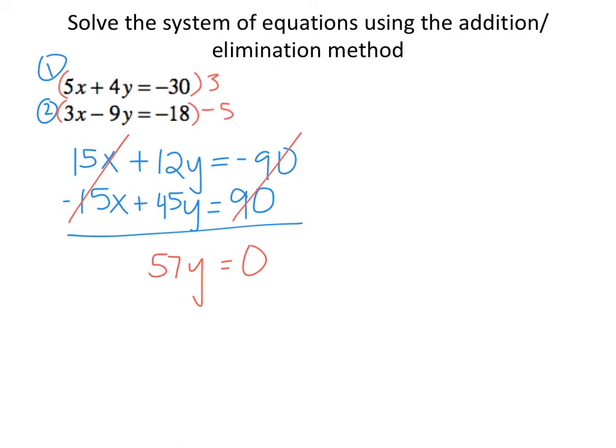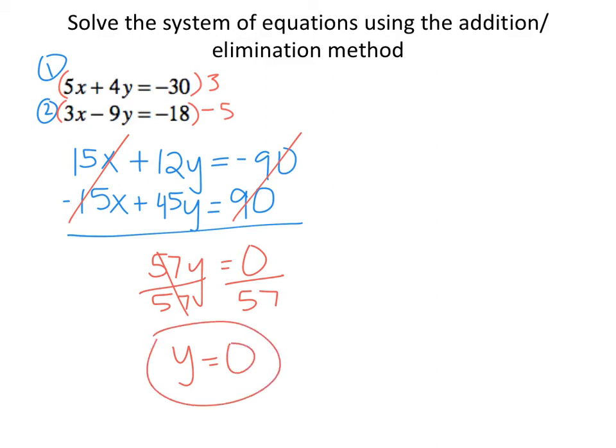When you're doing something like this, please make sure you keep working it, because some people, once they see a 0, skip straight to no solution or infinitely many solutions. This is not true for this one because I still have a variable there. So I can still solve for y. I'm going to divide by 57. So y is going to be equal to 0 divided by 57, and that's going to be 0.